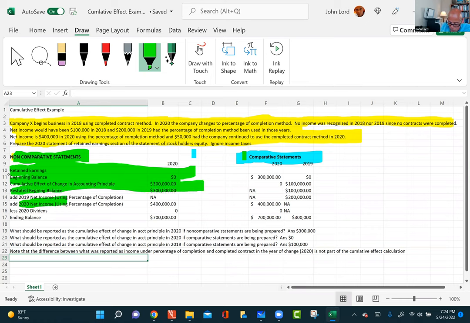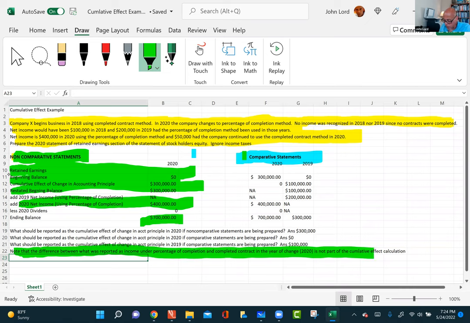My net income using percentage of completion in 2020 is $400,000. Ending balance is $700,000. Note right off the bat here, guys, the difference, and the exam will do this to you. They'll tell you what the difference would have been between the two methods. In this example, completed contract and percentage of completion, had completed contract continue to be used in the period of change. That is not part of the cumulative effect adjustment. You simply use the new method in the period of change. And the cumulative effect does not include the difference between the old and new method in the period of change. Cumulative effect is calculated on all periods prior to the change.